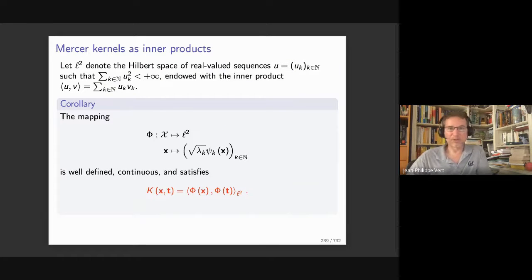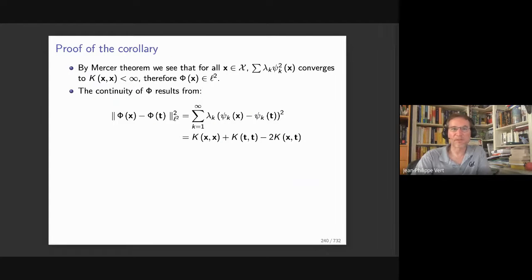We basically define a mapping phi that to any x associates an infinite dimensional sequence of numbers, each of them being square root of lambda k times psi k of x. And we immediately get that the inner product between phi of x and phi of t would be the sum of lambda k times psi k of x times psi k of t, which is equal to k of x,t. Right, so k of x,t can be written as some inner product.